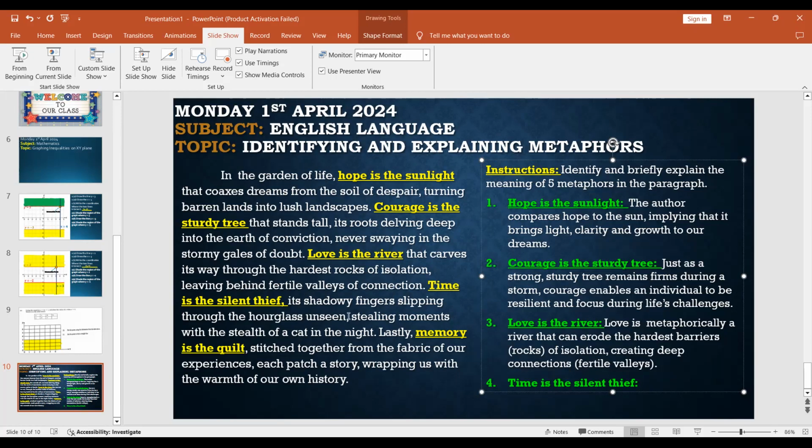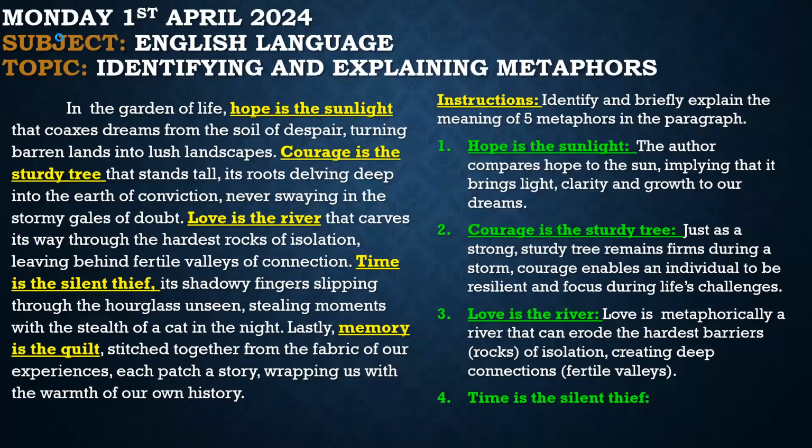Time is a silent thief. Its shadowy fingers slipping through the hourglass unseen, stealing moments with the stealth of a cat in the night. What is the author trying to say by using this metaphor? I think they're trying to say that as quickly as moments can happen, they can be taken away because of time. I like that. That's beautiful. She made a very good point: as quickly as moments can be made, they are taken away by time.